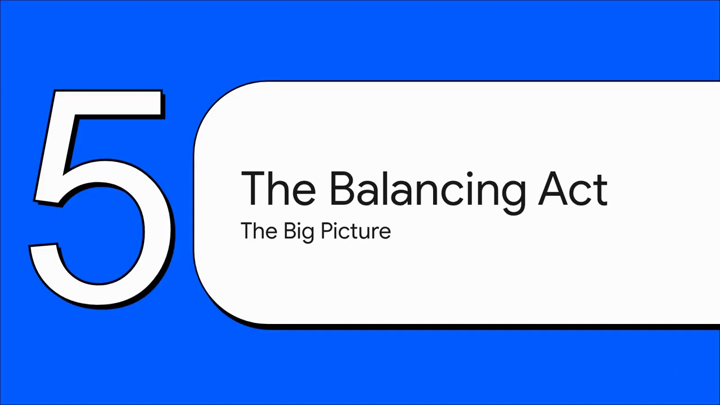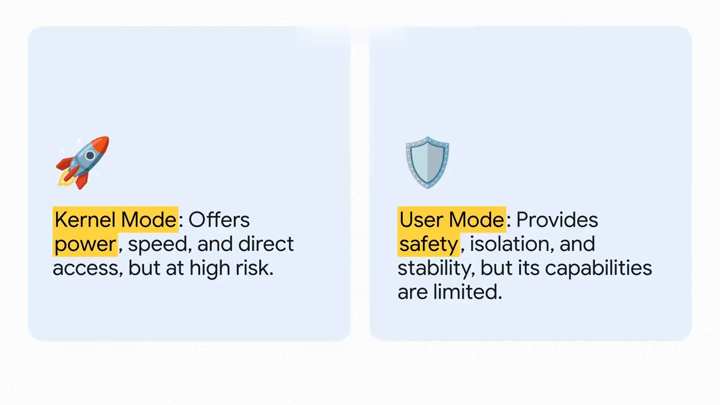So let's just step back for a second and look at the big picture here. With all these risks, with blue screens of death and hackers and Stuxnet, why on earth have operating systems been built this way for decades? Well, it all comes down to a fundamental balancing act. And this is the core trade-off. On one side, you have kernel mode. It gives you incredible power, incredible speed, direct access to everything, but it comes with a very high risk.